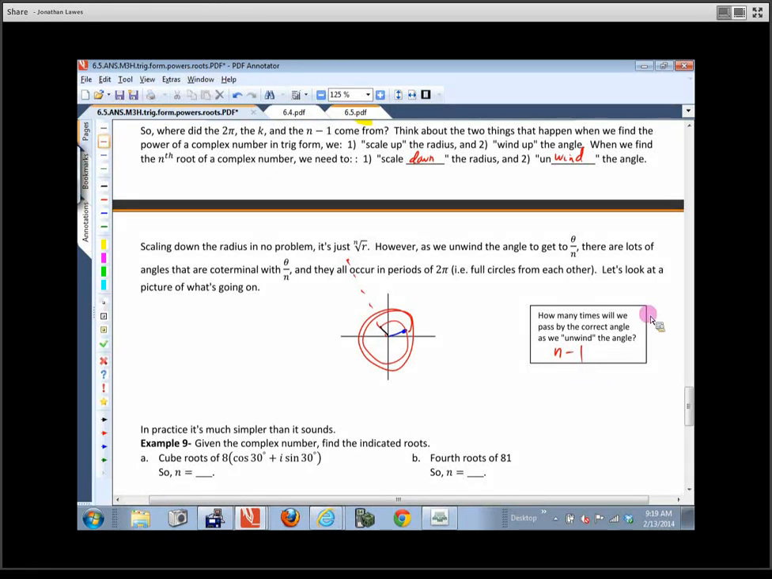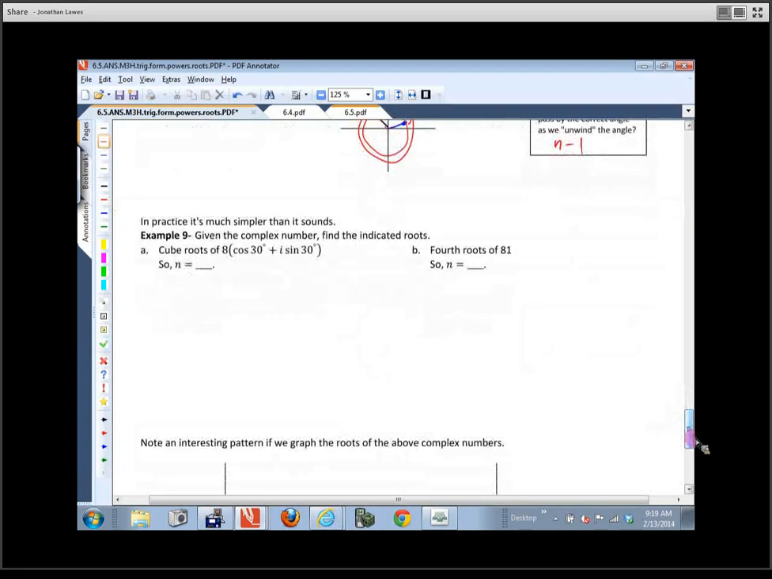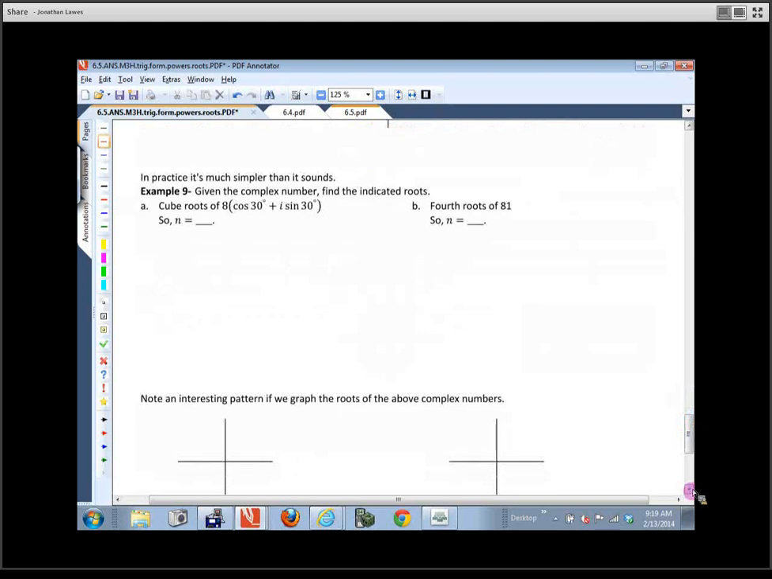So it's kind of like we can figure out the right angle to begin with, but then as we unwind it, we're going to go past that same place one less times than the number of times we unwind it. Okay? Now, that's not a technical definition, that's not a proof or anything like that, but that is in fact what's happening. We're going by an angle that would produce the right angle, n minus 1 times. And if you include 0, we end up with n roots. So that all sounds really complicated, but in practice, it's actually darn easy to do.